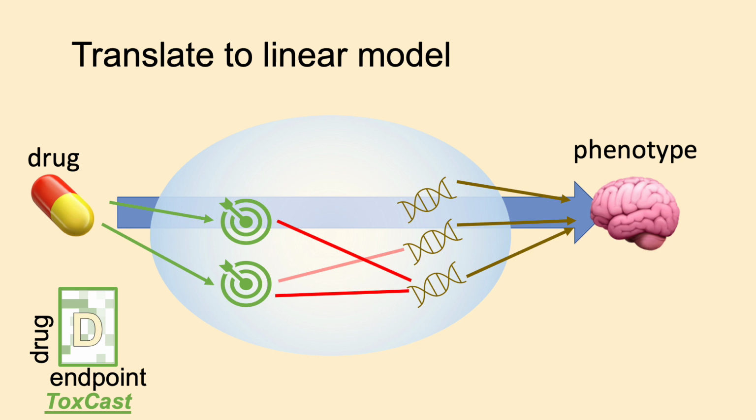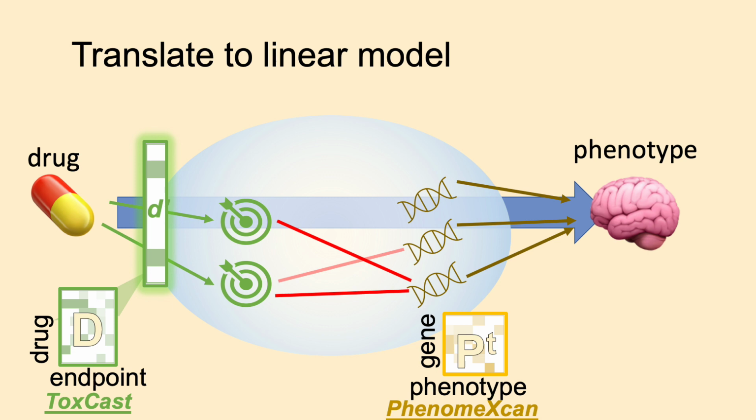Using EPA ToxCast data, we have measured effects of drugs on diverse cellular endpoints. So we can represent each drug with this vector representing its endpoint effect on diverse cellular processes. And similarly, for each phenotype, we can represent it using GWAS gene-based scores that allow us to make a vector representing any phenotype by its association with different genes that cause that phenotype.